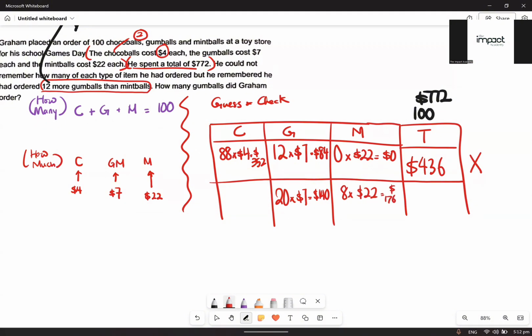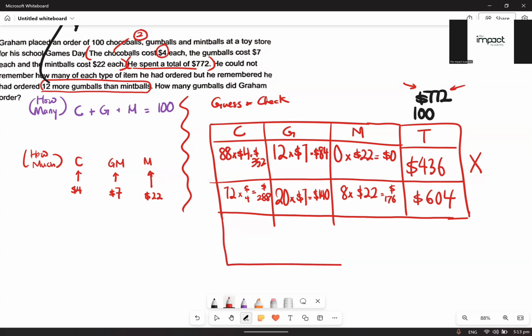$176. Okay, 100 minus 28, we get to 72 choco balls. Each ball is $4. We times first, and we get to $288. Well, when you add this up together, do you get to 772, which is my objective? 288 plus 140 plus 176. We get, oh wow, I'm very close, 604.